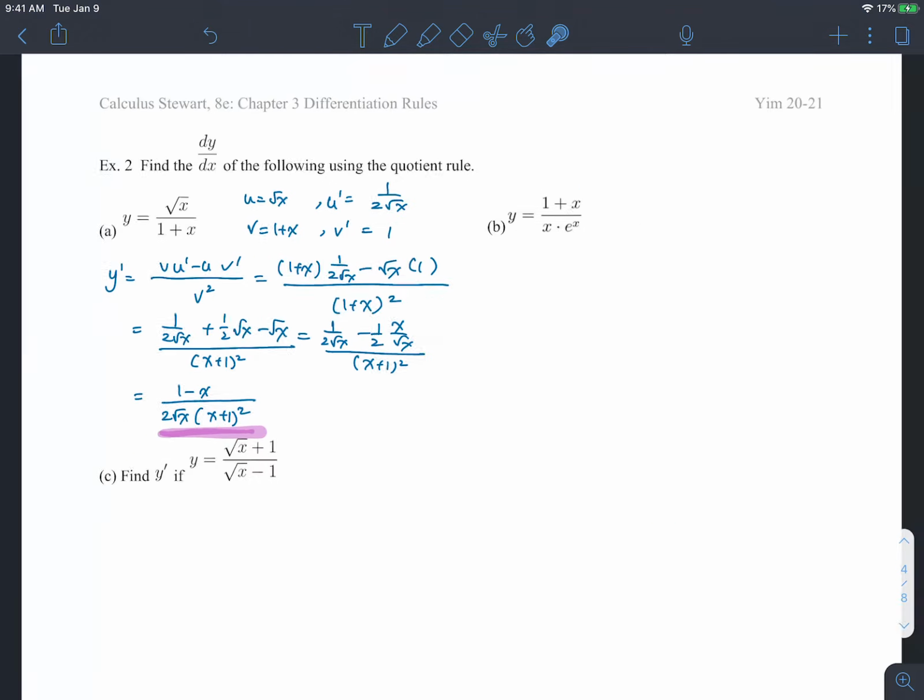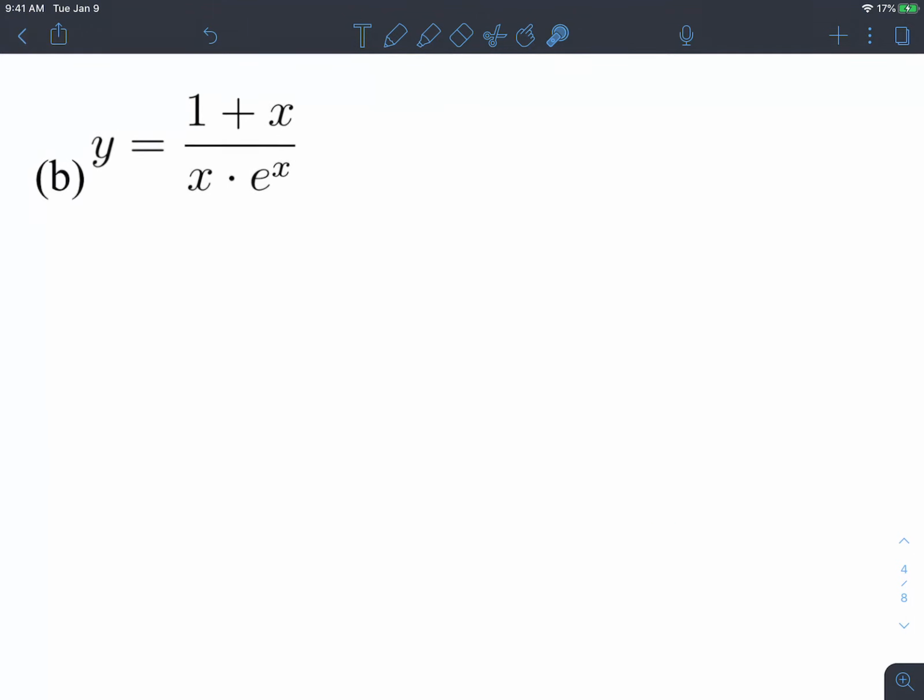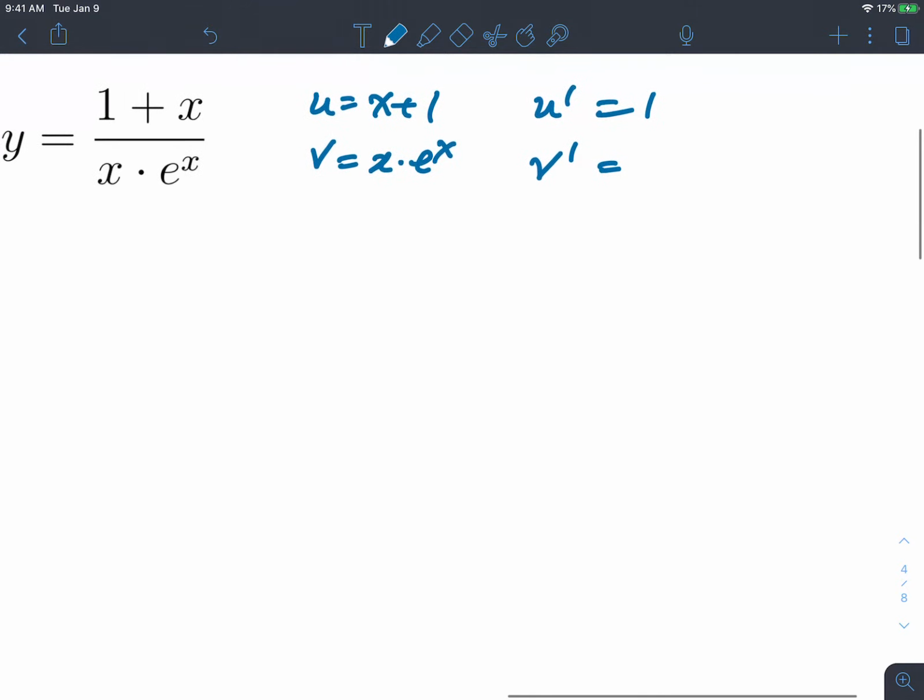All right, guys, let's go to the B. There you go. Yeah, you know what? I favor doing it this way. So it's a lot cleaner. So the u, which is the numerator, is just x plus 1, and u prime is just 1. V is x e to the x, but you know that v prime is going to be a product rule. Yes?